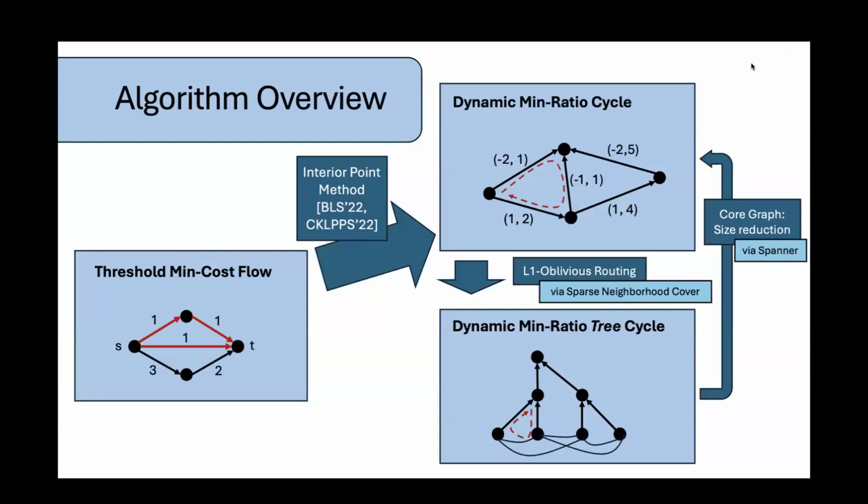Let me give you a small flavor of the algorithm and how it is internally working. Our threshold min-cost flow algorithm first uses a reduction due to prior work by Van den Brand, Liu, Sidford, and Chen, Kyng, Liu, Peng, Probst Gutenberg, Sachdeva from the threshold min-cost flow problem to the dynamic min ratio cycle problem. Then we solve the dynamic min ratio cycle problem via an L1 oblivious routing that internally uses a sparse neighborhood cover. This just reduces the problem to the dynamic min ratio tree cycle problem, though, which is a more structured version of the dynamic min ratio cycle problem, which we then reduce back to the dynamic min ratio cycle problem by our core graphs. But this will yield a large size reduction, which means that this chicken and egg situation is resolved eventually.